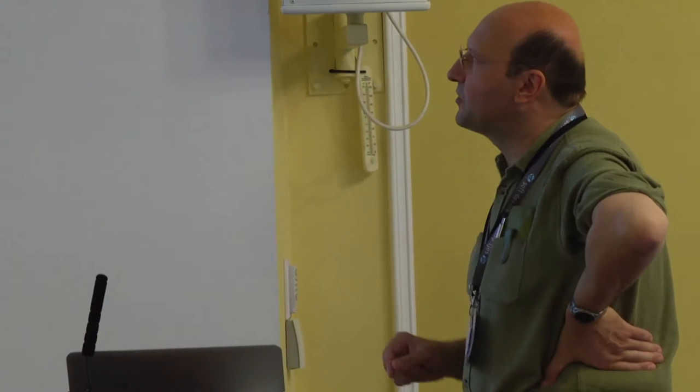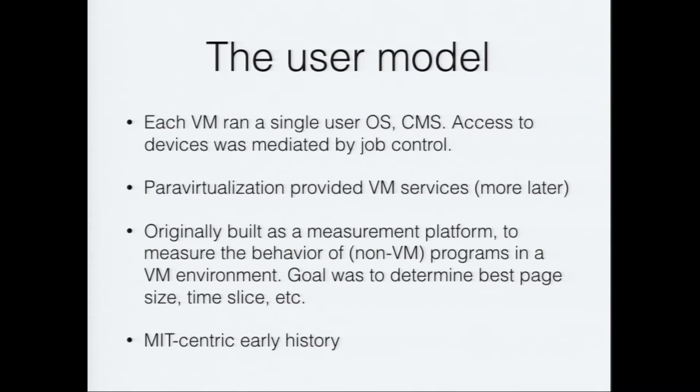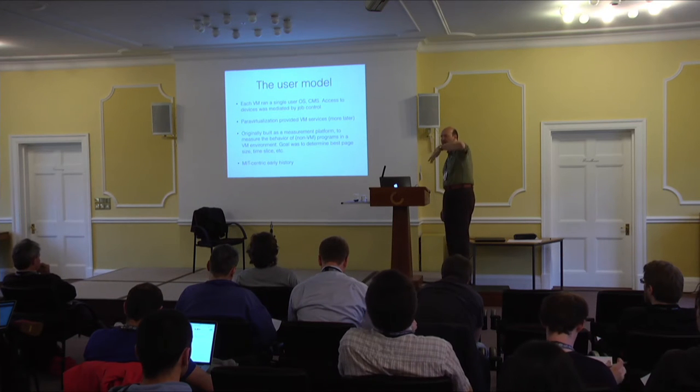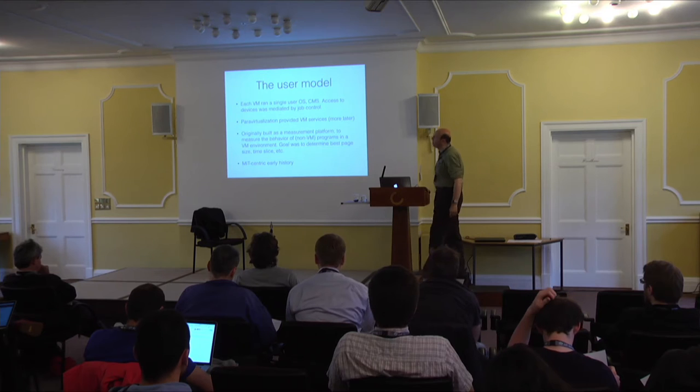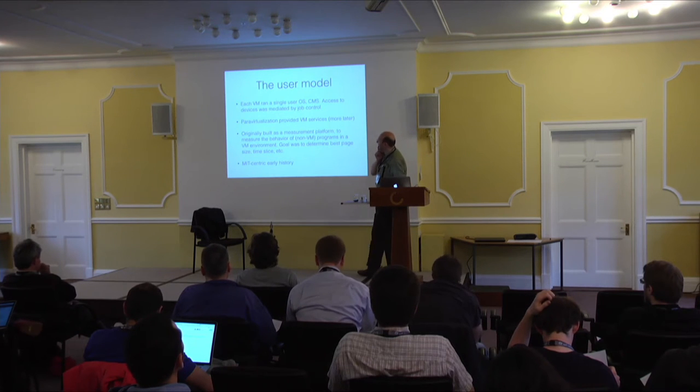There's a very good document on the web documenting some of this earlier history. So the user model, as I said, was that each VM ran a single user OS, typically CMS, which stands for Conversational Monitor System, and the VM mediated job control. It did have what we would call today paravirtualization, which is instructions at the VM level, which were not exactly the same in semantics at the hardware level, that were used to communicate information down to the virtual machine monitor. We'll say more about that later.